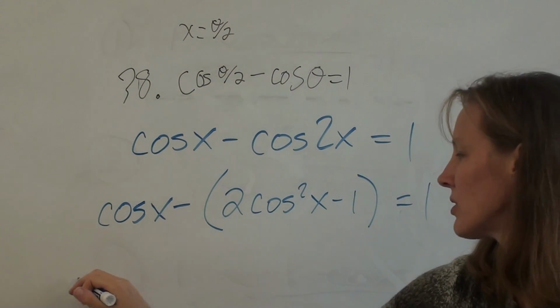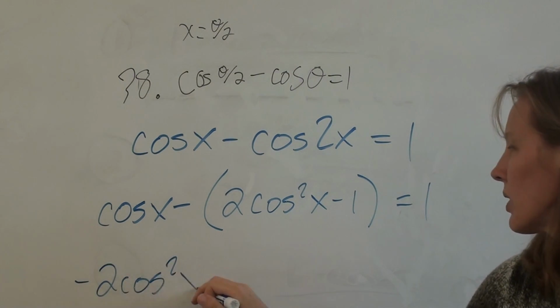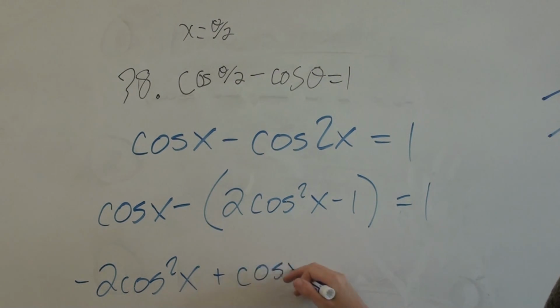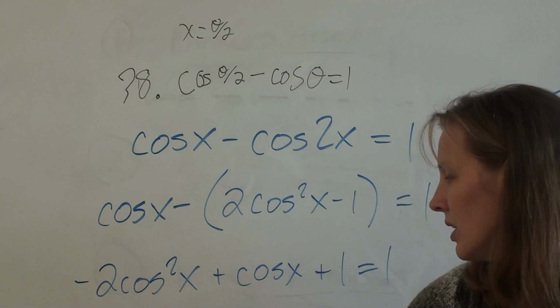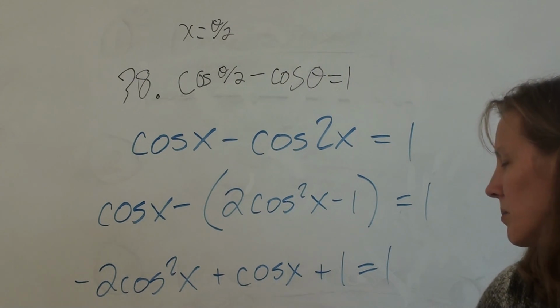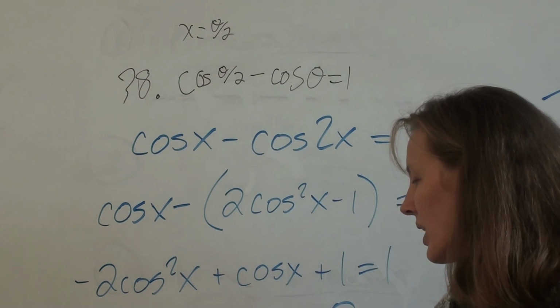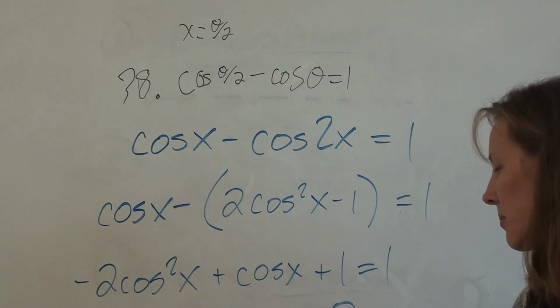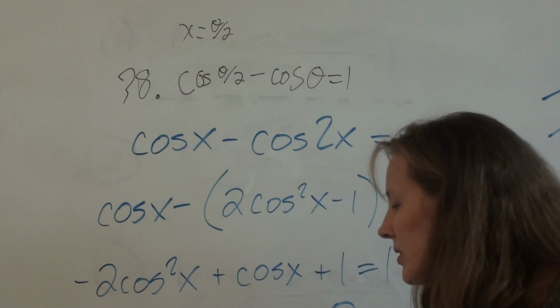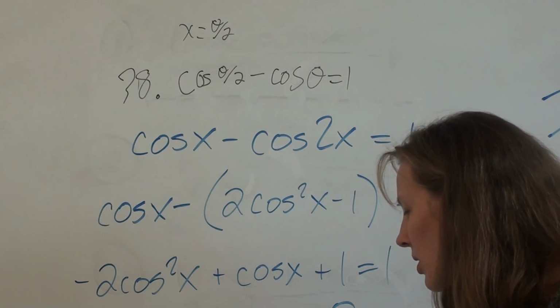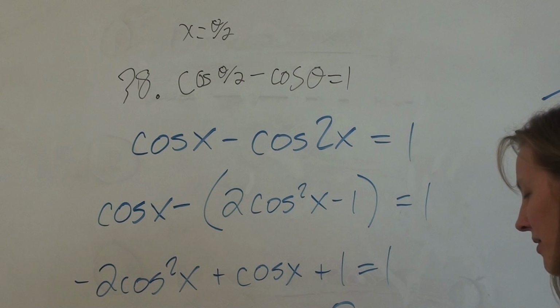Now I just distribute it out. So I have negative 2 cosine squared x plus cosine x plus 1 equals 1. I can subtract a 1 from both sides. I'm going to also divide by negative 1. I get 2 cosine squared minus cosine equals 0. Now I factor, right? So I have cosine x times 2 cosine minus 1, and I end up with cosine equals 0 or cosine equals a half.